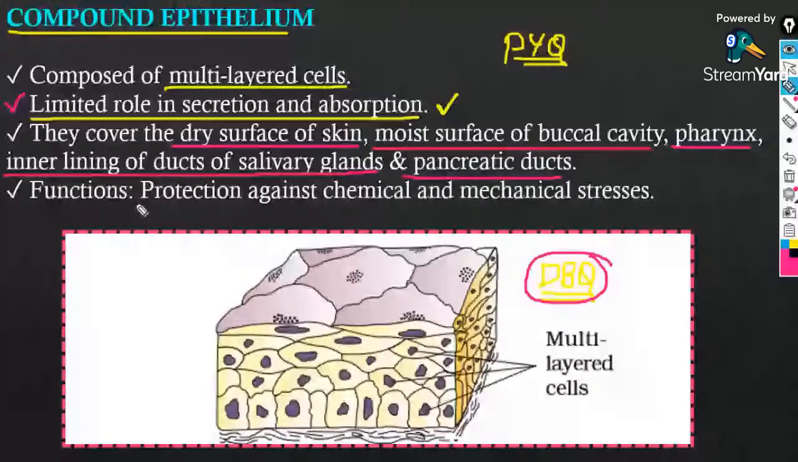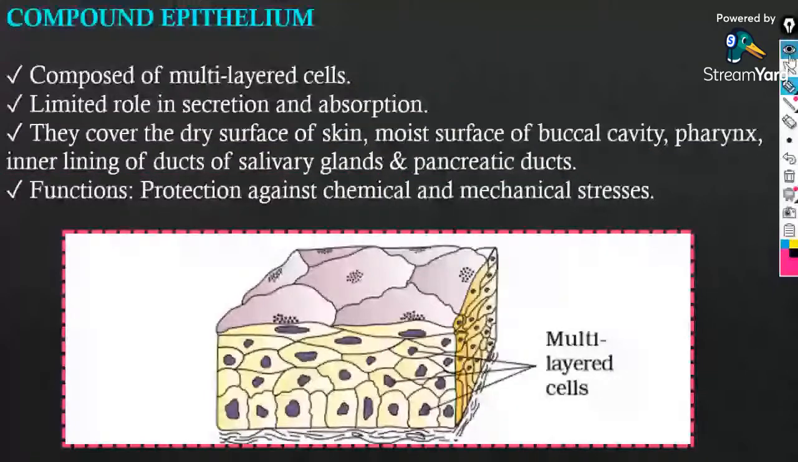Is it clear? So it is multi-layered cells, with limited role in secretion and absorption, covering the dry surface of the skin and the moist surface of the buccal cavity and the pharynx. The main function of compound epithelium is protection against chemical and mechanical stresses.